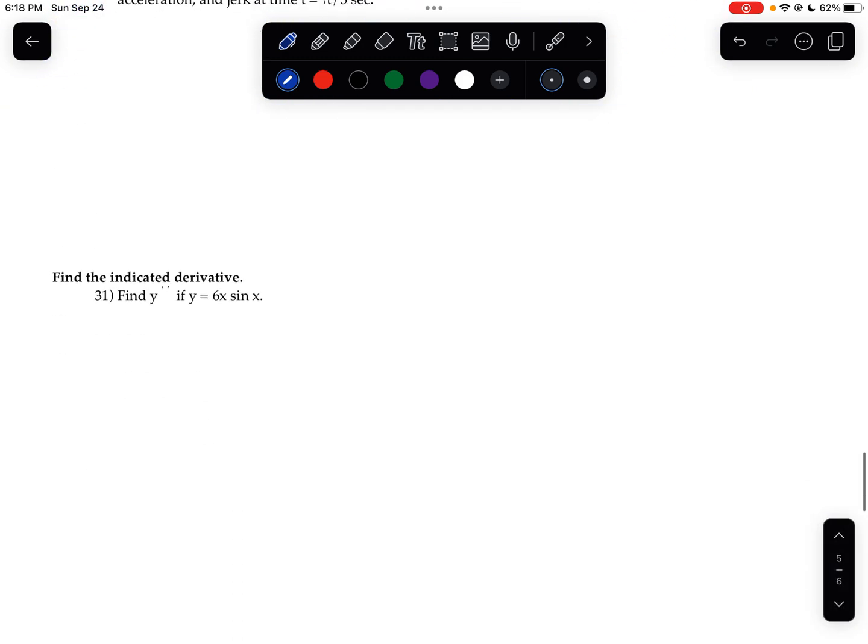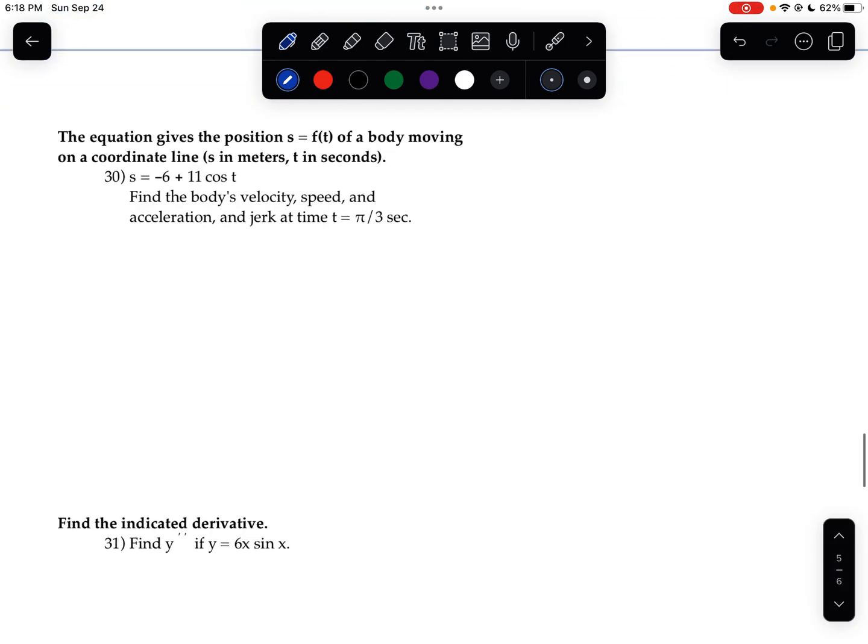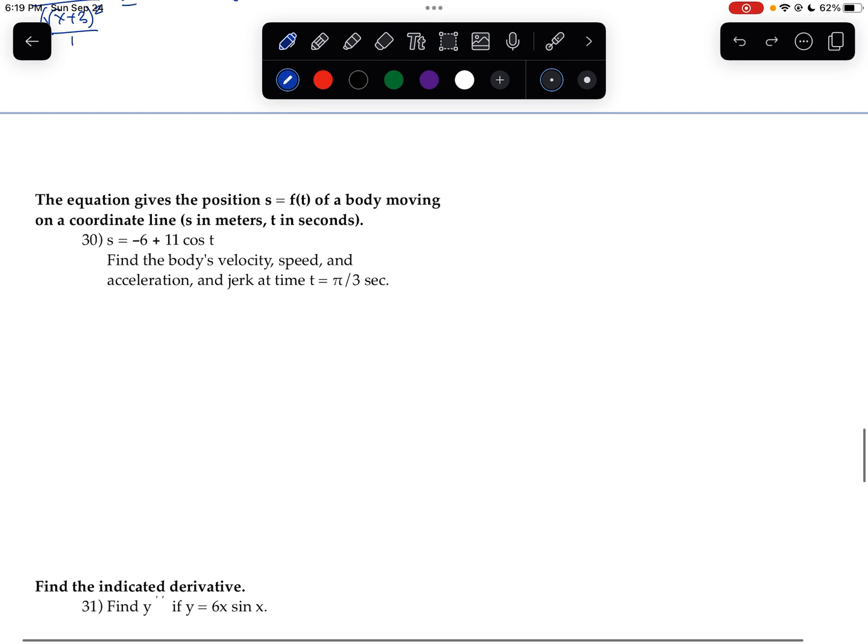Alright, for the next one, so we got two more. The equation gives a position, so this is the position of something moving on a coordinate line. Find the velocity, speed, acceleration, and jerk at pi thirds. Okay, so pi thirds, I'm just going to do this right now so that I can use it as I go.